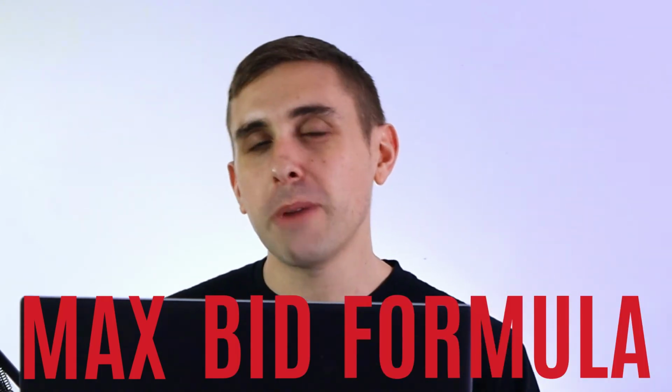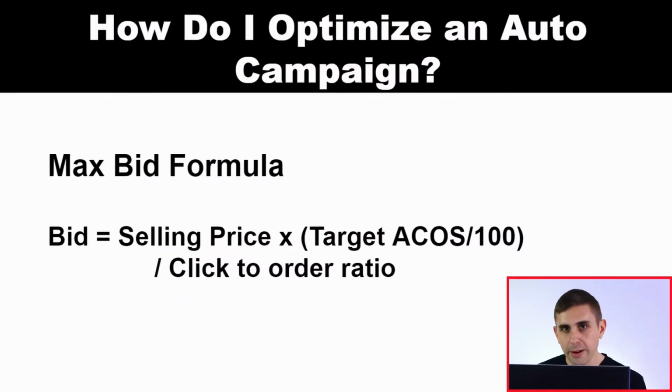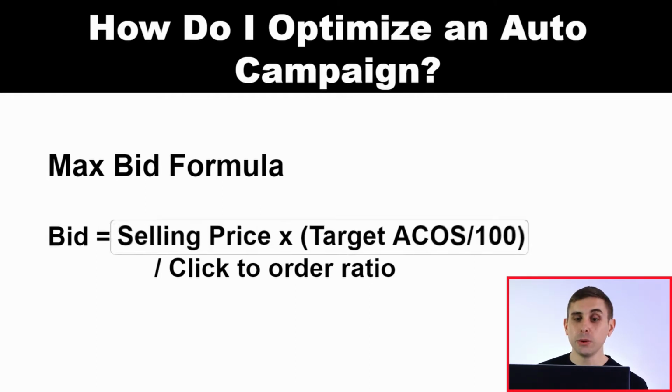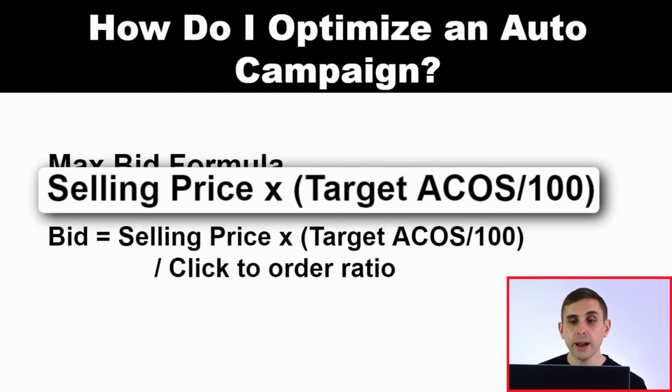And don't get turned off by the look of this. It looks a little bit scary, but if you have an Excel spreadsheet or if you're an Entourage user, this is practically done for you, where you can see the max bid that you can spend in order to get to your target ACoS. So let's break down the max bid formula. The max bid equals the selling price times the target ACoS divided by 100.